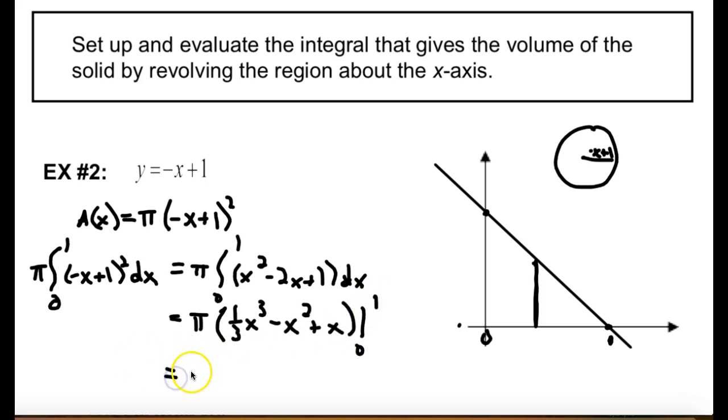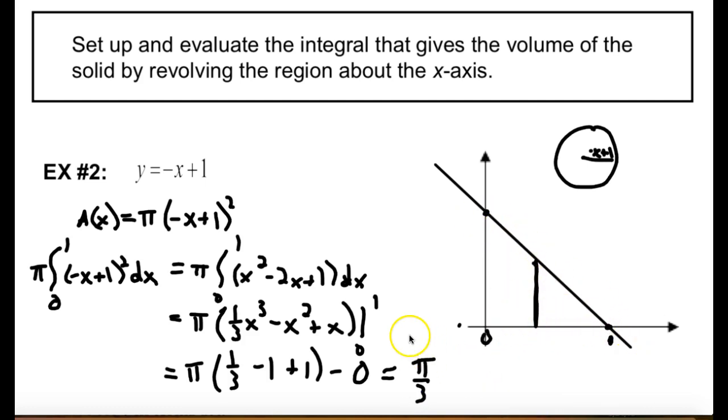So then I'm plugging in 1. So this would just be 1/3 times 1 minus 1 squared is 1 plus 1 minus 0. So we just end up with 1/3 minus 1 plus 1. So those would cancel out. Times pi, we just end up with 1/3 pi, or pi over 3. So the volume of this figure, if created by revolving this triangle about the x-axis, is pi over 3. All right, let's take a look at the next one here.